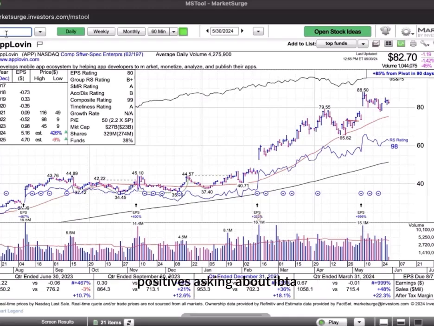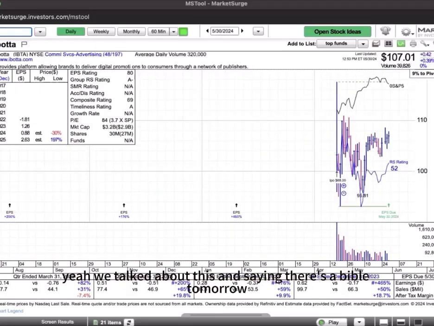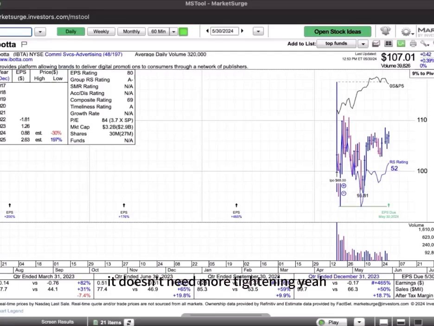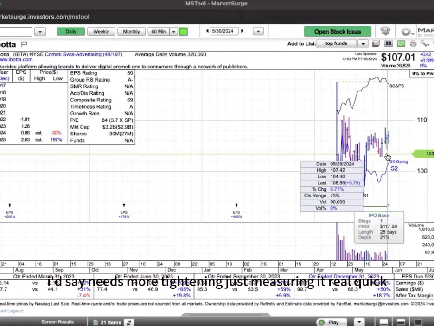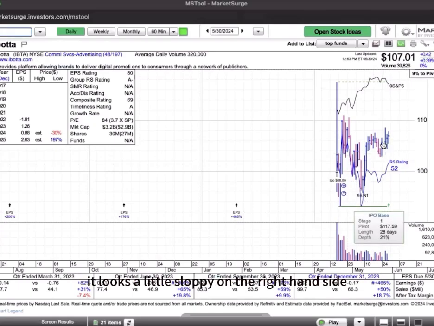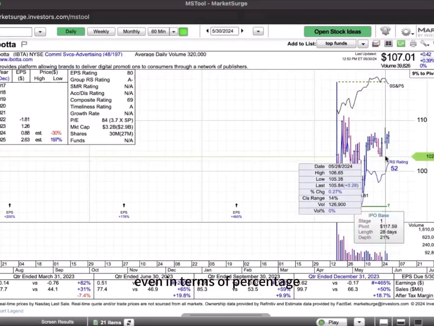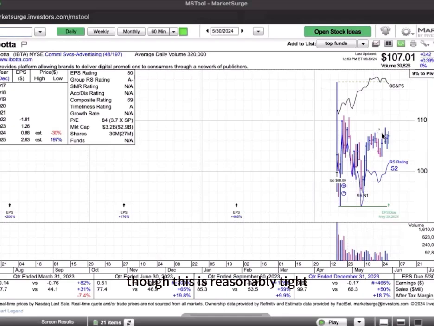Hazim is asking about IBTA. We talked about this, and he's asking, is it buyable tomorrow or does it need more tightening? I would say it needs more tightening. Just measuring here real quick. Look, it just doesn't have a very good look. It looks a little sloppy on the right-hand side, even in terms of percentage, though. This is reasonably tight, so if you could get it to calm down a little bit, I do like the earnings here, obviously.